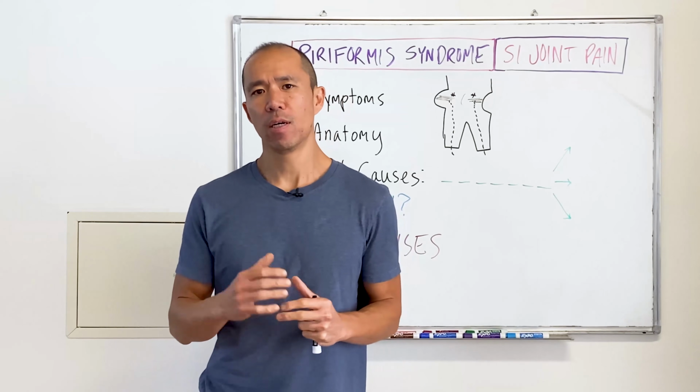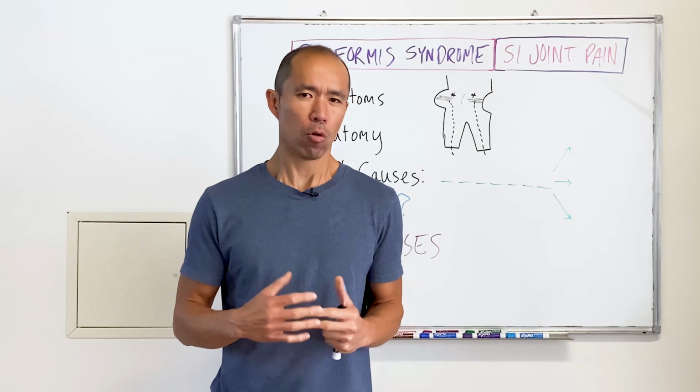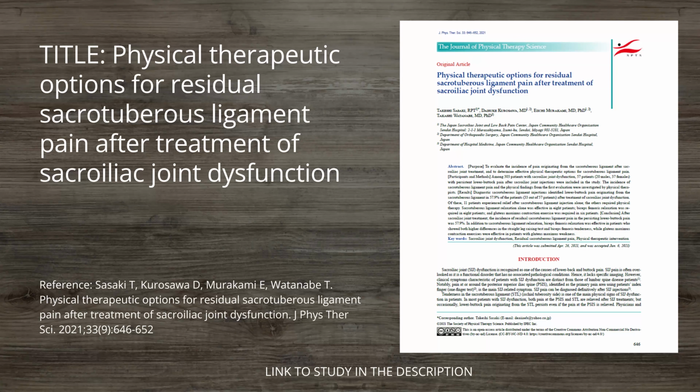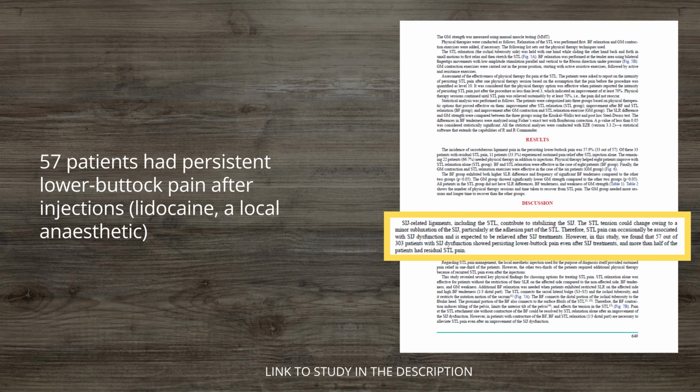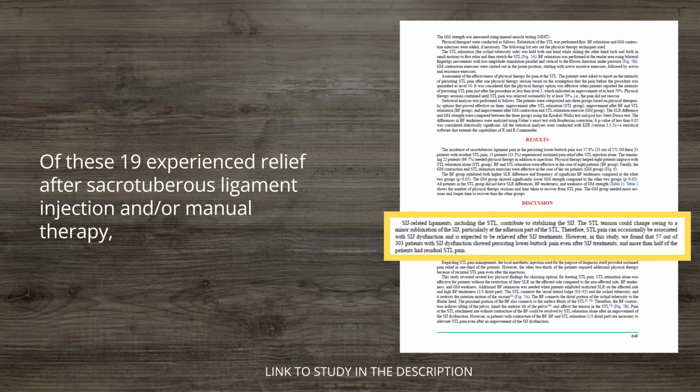And in this section, I want to share some research that I found that really shows you what's going on. The title of this study is Physical Therapeutic Options for Residual Sacrotuberous Ligament Pain After Treatment of Sacroiliac Joint Dysfunction. In the study, the researchers looked at 303 patients with SI joint dysfunction. 57 patients had persistent lower buttock pain after injections. That's lidocaine, which is a local anesthetic. It numbs the area. Of these, 19 experienced relief after further sacrotuberous ligament injection and/or manual therapy.